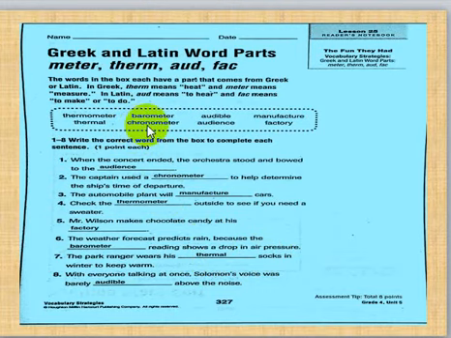The next one, chronometer, means a device that measures time. Device that measures time. Okay? For example, the captain uses a chronometer to help determine the ship's time of departure. It's a time device to know the ship's time of departure.